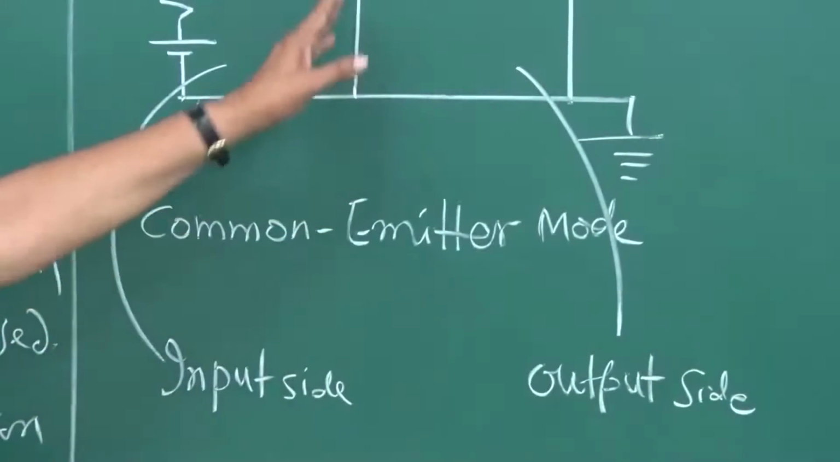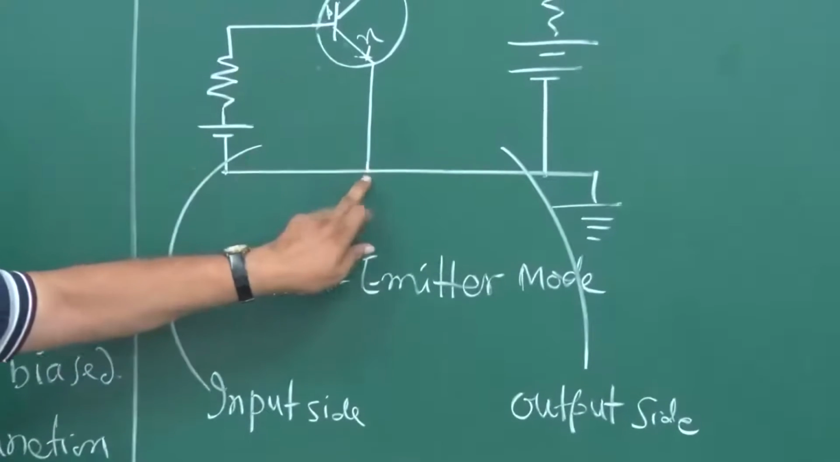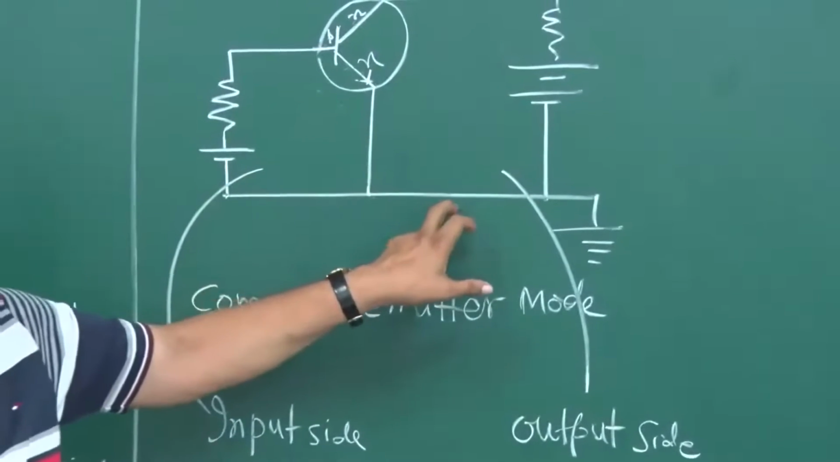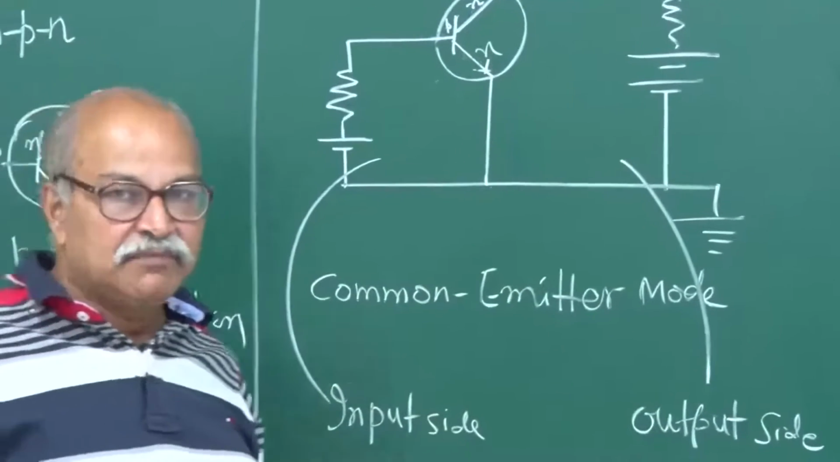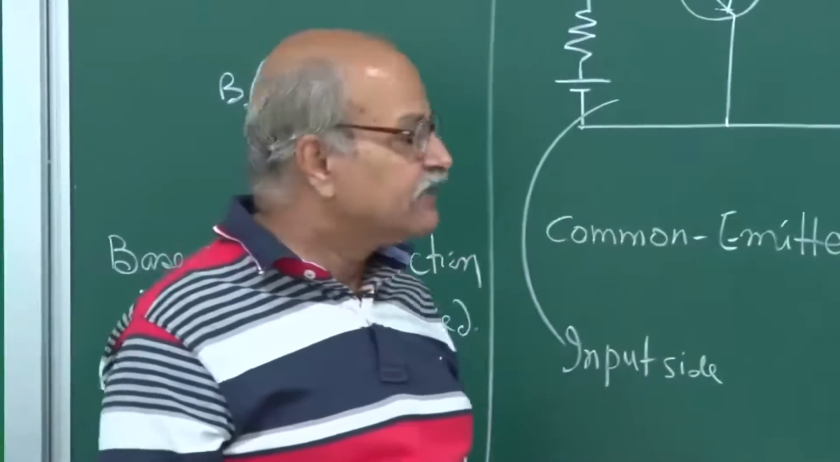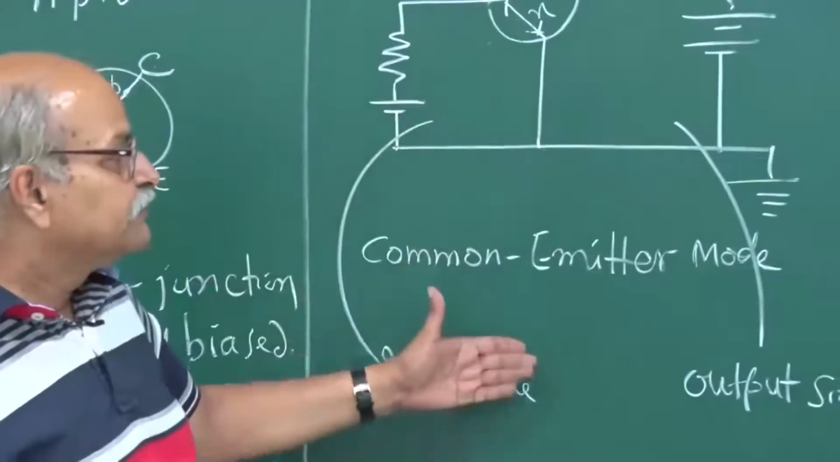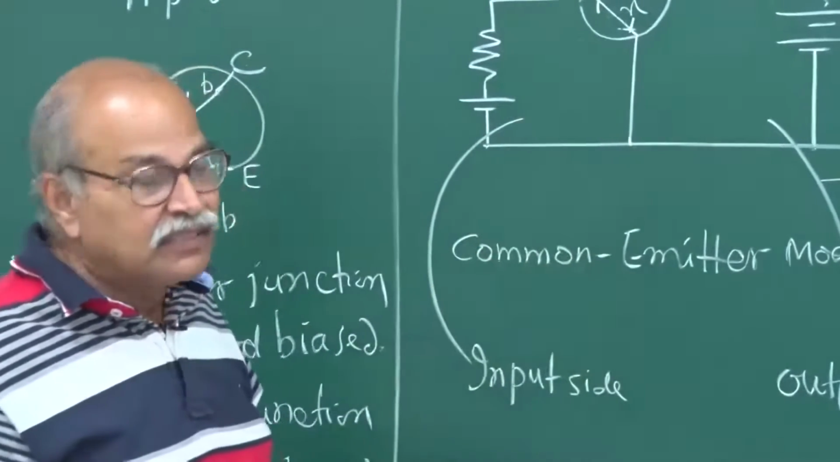Right, and this emitter is common to both of them. For this circuit also the emitter is coming into picture, for this circuit also the emitter is coming into picture. So it is common emitter mode, and many of the applications which we will be dealing with in this course will be in this mode, common emitter mode.